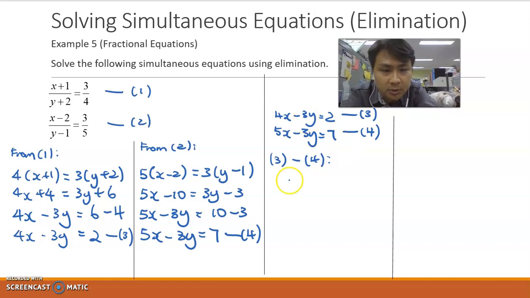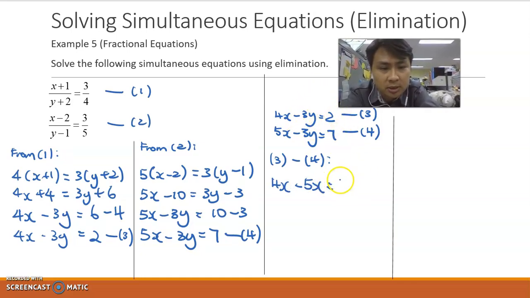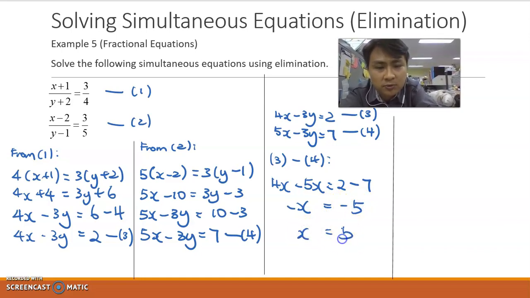So now we will have 4x minus 5x. The y terms are 0, so we don't need to write. Equals equation 3, so 2, our choice, minus equation 4, so 2 minus 7. So 4x minus 5x is negative x. 2 minus 7 is negative 5. Negative x is equals to negative 5, so x will be equals to 5.